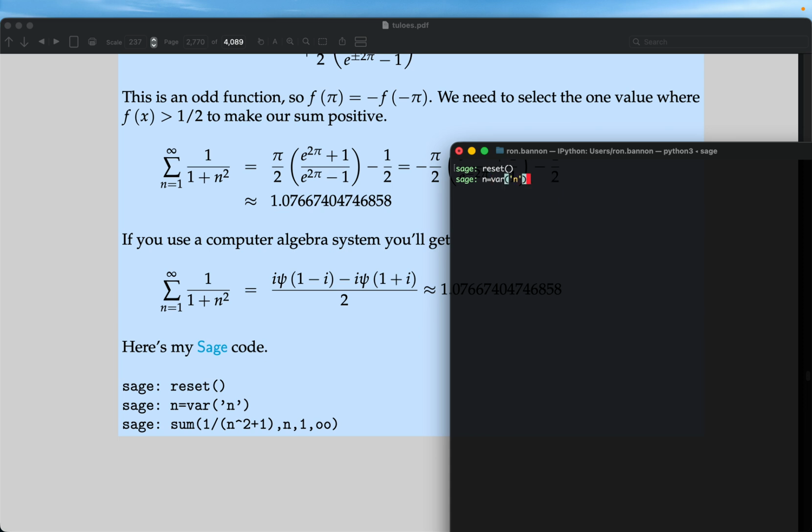Now it is an integer, but that's not important at this stage. But you could say assume n is an integer as well. I want to do the sum, and the summand is 1 divided by the quantity, that's what I'm putting in parentheses, n squared plus 1. The counter is n. We start at 1, and we're going up to infinity. And in Sage, the double o looks like an infinity.